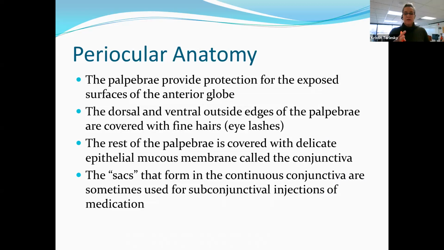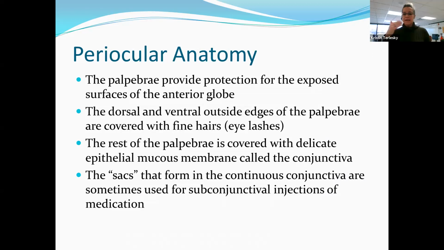Okay, now here's where terms come in again. The dorsal and ventral outside edges of the palpebrae are covered with fine hairs, and that's going to be the eyelashes. So dorsal meaning closest to the top, and ventral meaning closest to the belly side. Okay, and those are the eyelashes.